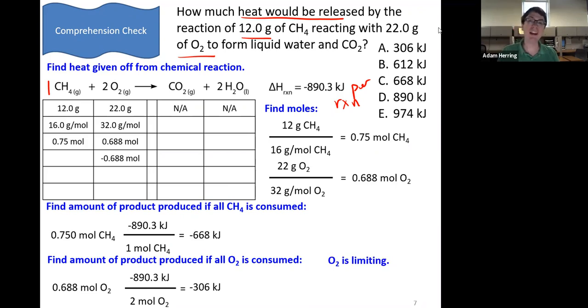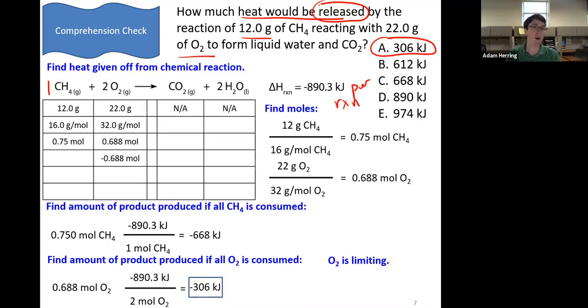In other words, we can think of heat as another product in this case. Or if it were endothermic, we could think of heat as a reactant. Since oxygen is our limiting reactant, we've already determined that we can produce 306 kilojoules of heat. And so we release that much heat. Notice in our answers that the value here is not negative. The reason for that is because we've modified it by saying it's the energy released.